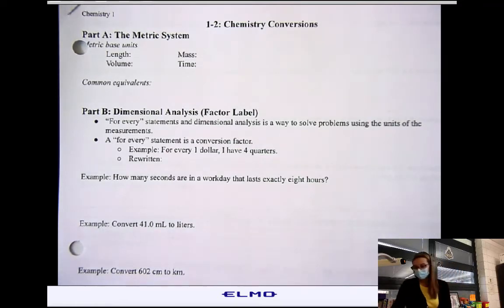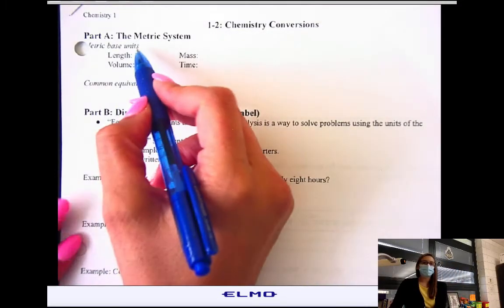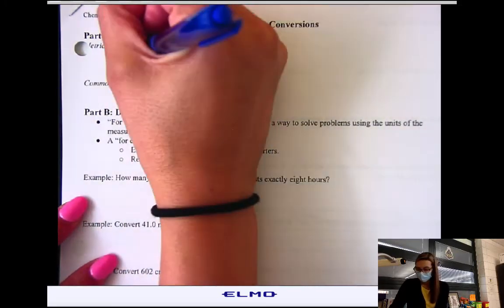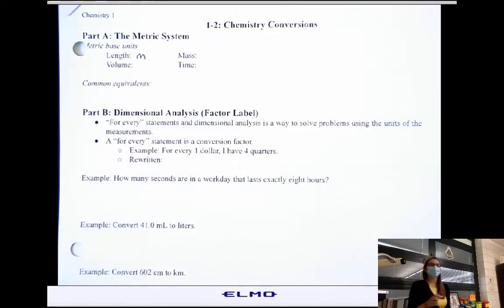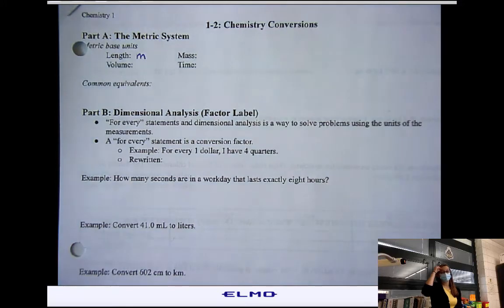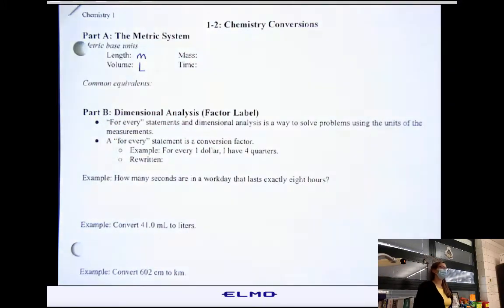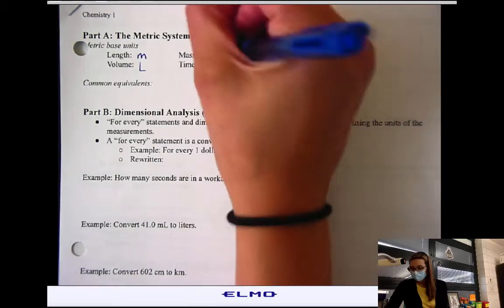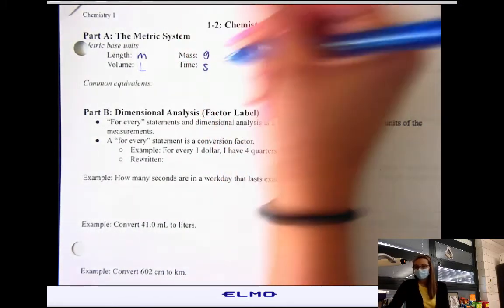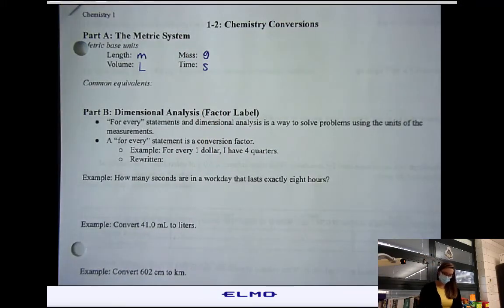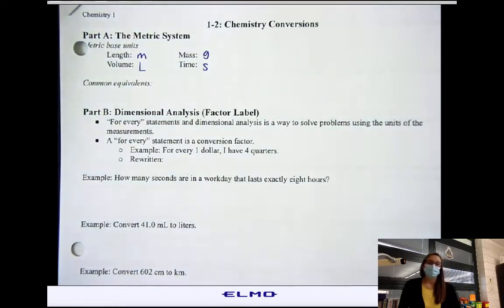So let's fill this in. So base units for the metric system. Length. We're going to use meters. Meters is a lowercase m. Volume. We use liters. You've already seen milliliters and centimeters. Right? That's still meters and liters. Mass is grams. And time is seconds. So those are the units that we're going to see most often.